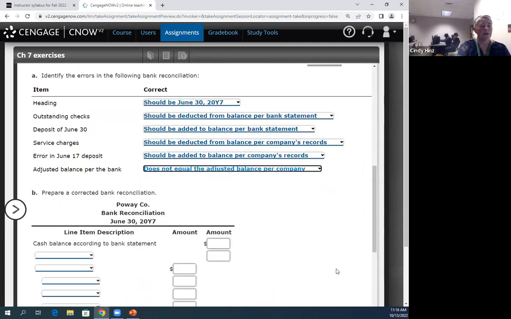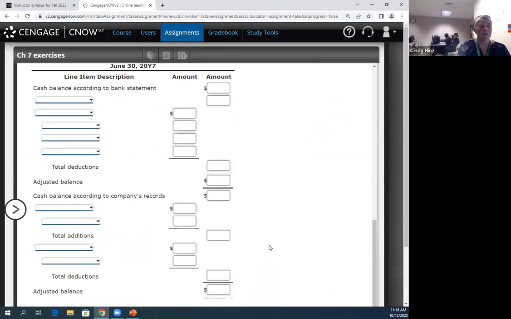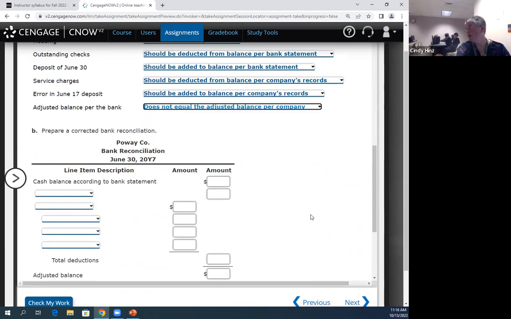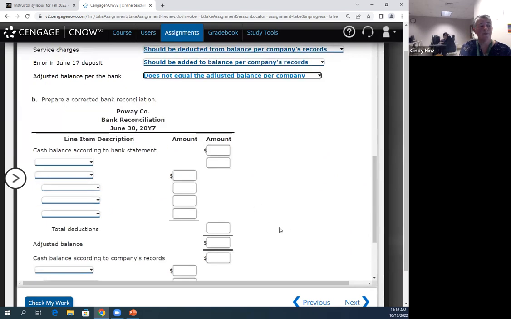So now with those corrections, we need to prepare a corrected bank reconciliation. And I'm going to ask you to do this on your own. Right now, we have time to do this during class. I'm going to pause the recording and ask you to prepare this on your own. Hopefully, when you have finished, your adjusted balances for the bank and the company will match. That will be one way that you'll know that you've done it correctly. Obviously, you have the check my work button as well. So go ahead and pause the recording. Prepare your bank reconciliation, and when you're ready to move on, restart the recording.